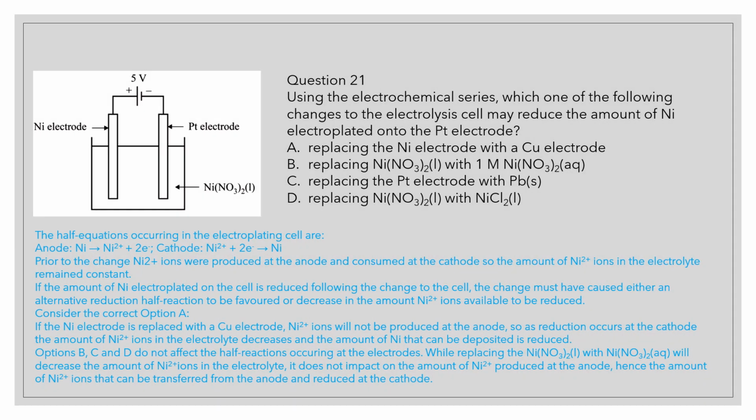Find a method to reduce the amount of nickel electroplated. When the nickel is electroplated, the nickel ions are reduced at the Pt electrode. Both nickel nitrate and nickel chloride provide the same amount of nickel. So, B and D are eliminated. Replacing the Pt electrode with Pb cannot change the amount of nickel electroplated. However, when the nickel electrode is replaced with a copper electrode, the amount of nickel ions in the solution will decrease, which causes the amount of nickel to decrease. So, A is correct.